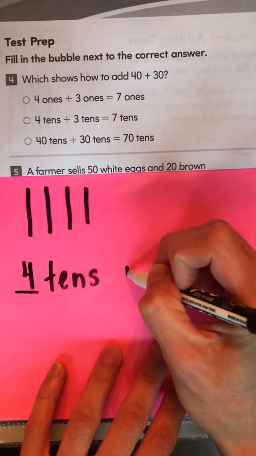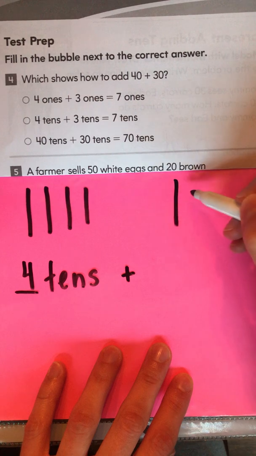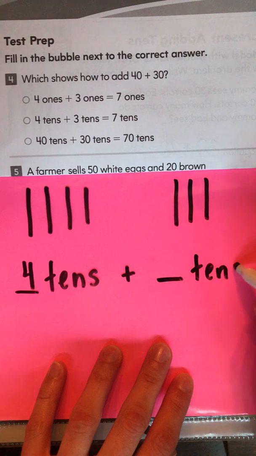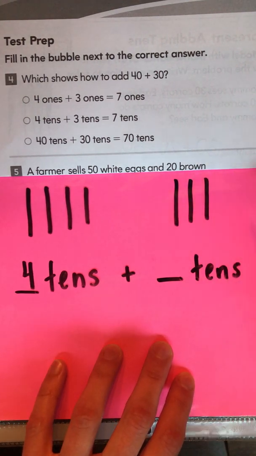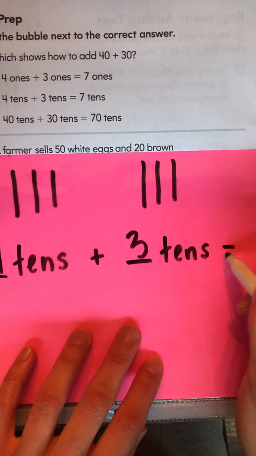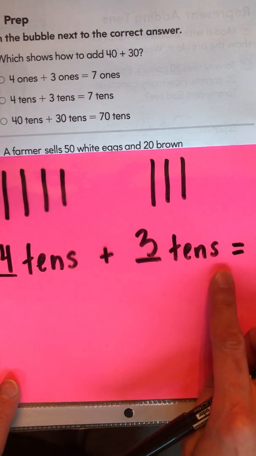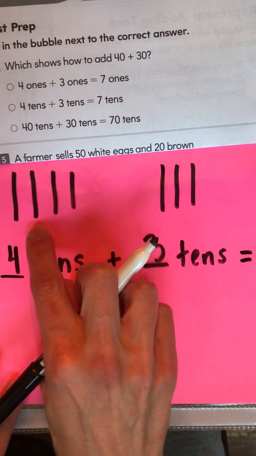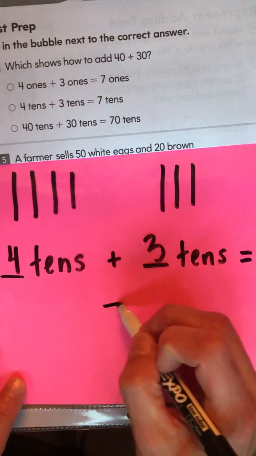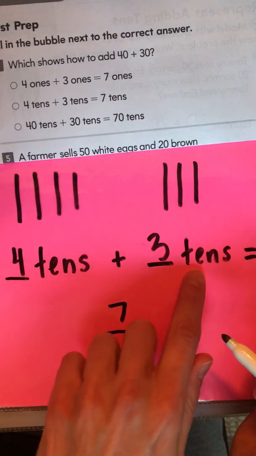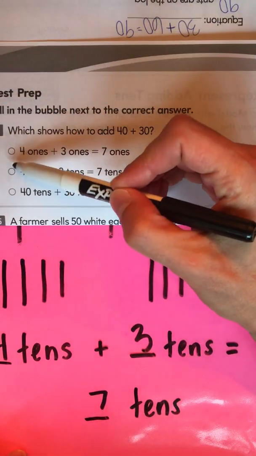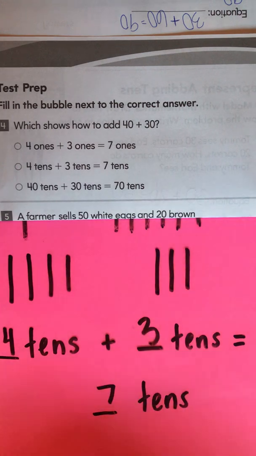And we're adding 30 more. 10, 20, 30. Great job. So how many 10s do you see in 30? 3 10s. Very good. So what does that equal? 4 10s plus 3 10s. Let's count them up. 1, 2, 3, 4, 5, 6, 7. Excellent. So 4 10s plus 3 10s equals 7 10s. So on your paper, you need to find the choice that matches our work down here.